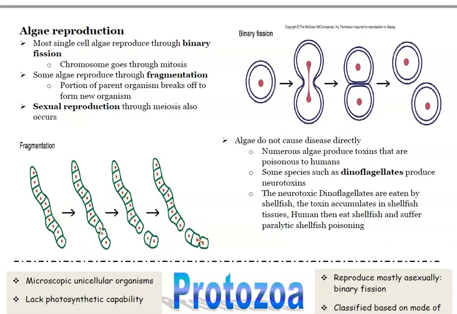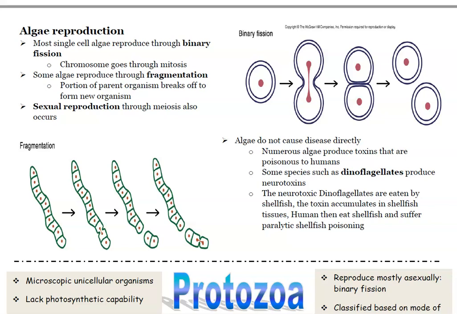Algae can reproduce in a couple of different ways. Most single-celled algae reproduce through binary fission. So this is where the chromosome goes through mitosis. This is asexual reproduction. Some algae reproduce through fragmentation. This is also asexual reproduction. It's where a portion of the parent organism breaks off and forms a new organism. So the same DNA is in the new cells as was in the original. They can also undergo sexual reproduction through meiosis.